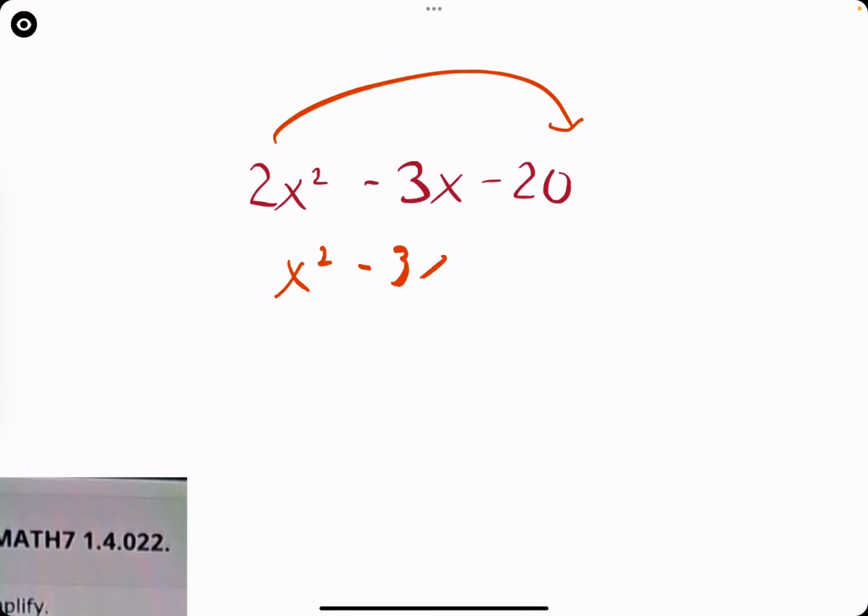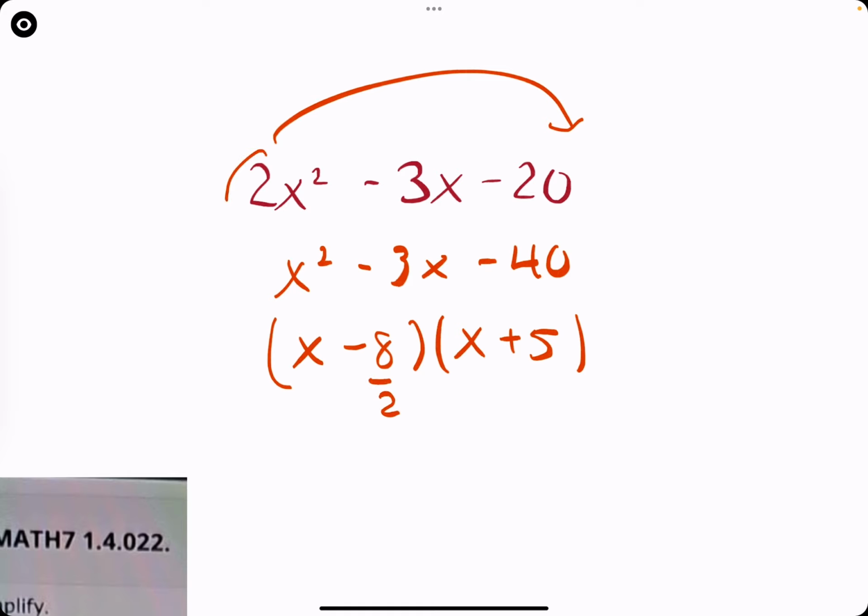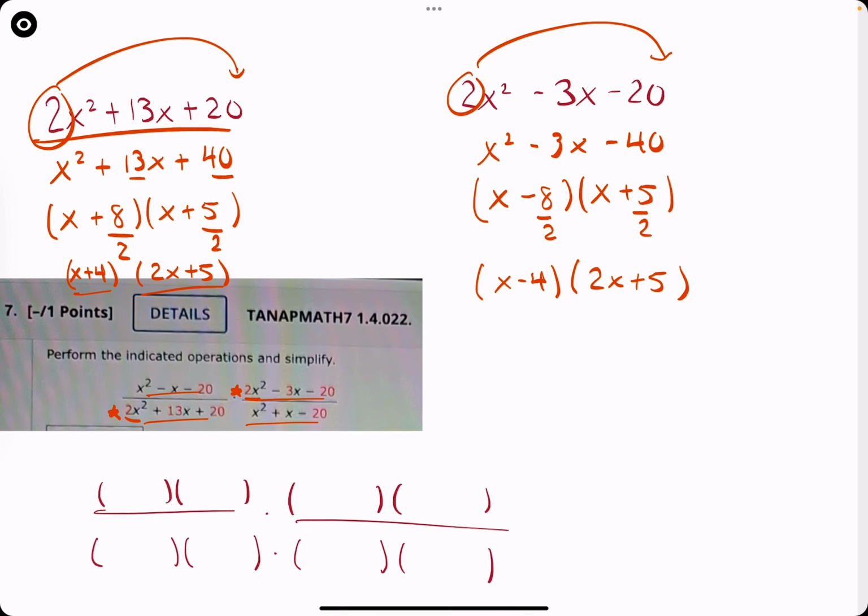Multiply the 2 to the 20, we get minus 40. We're looking for two numbers that multiply to negative 40 but add to negative 3. So did I say that right? Multiply to negative 40 but add to negative 3. So we're looking for a negative 8 and a positive 5. Negative 8 plus 5 is negative 3, and negative 8 times 5 is negative 40. Don't forget to divide back out by that 2. Once again, x minus 4, the 8 over 2 makes the 4, and then the 2 goes in front of the x, and we have the plus 5.